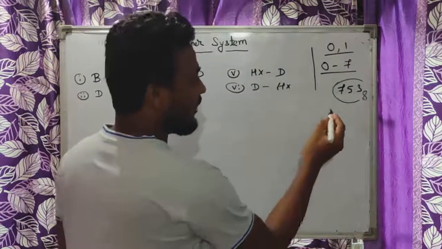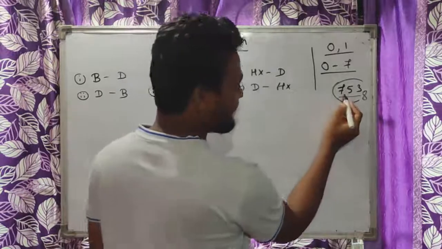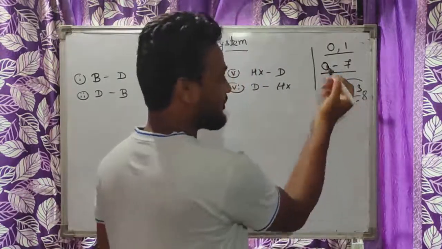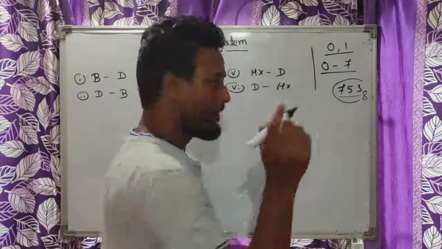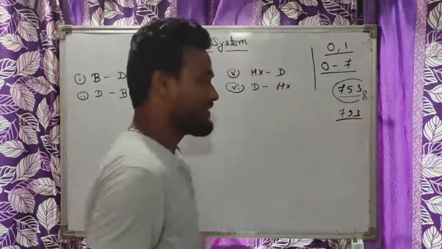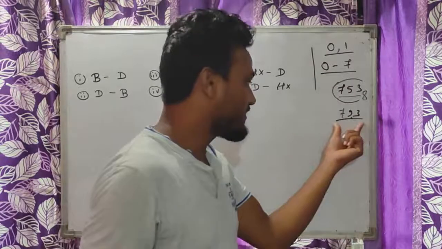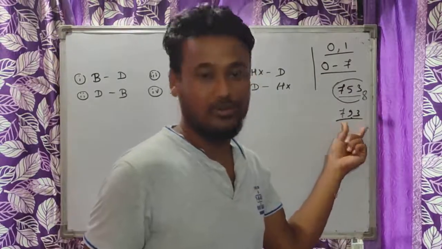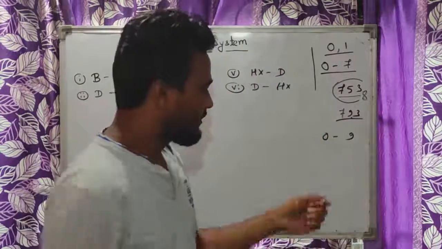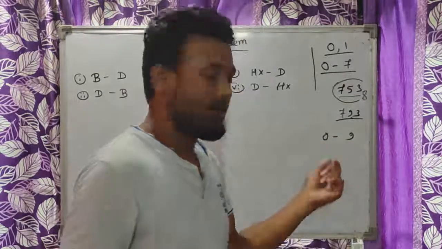Why can we say that 753 is an octal number? Because 7 is within the range 0 to 7, 5 is also there, and 3 is also there. But when I write 793, we cannot say this is an octal number, because 9 is not in this range. So this will be a decimal number, because our decimal numbers start from 0 to 9.